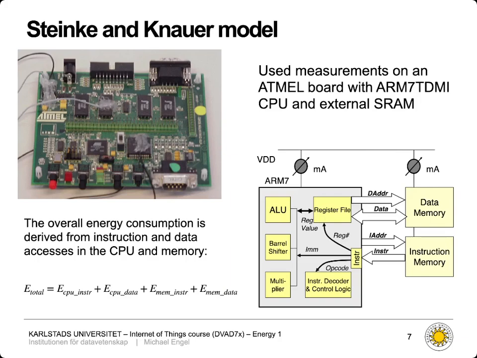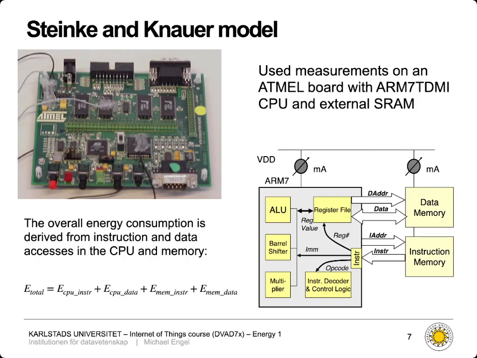So the interesting thing is now we measure two currents, so the current supplied to the CPU and the current supplied to the RAM, and derive the respective power numbers from these currents. And Steinke and Knauer found out that the overall energy consumption can be derived from the instruction and data accesses, which take place in the CPU and which affect the memory. So the overall or total energy consumption of this ARM7 consists of the energy that we need to invest for executing instructions in the CPU, the energy for reading and writing data in the CPU, and the same on the memory side, because instructions and data reside in memory.